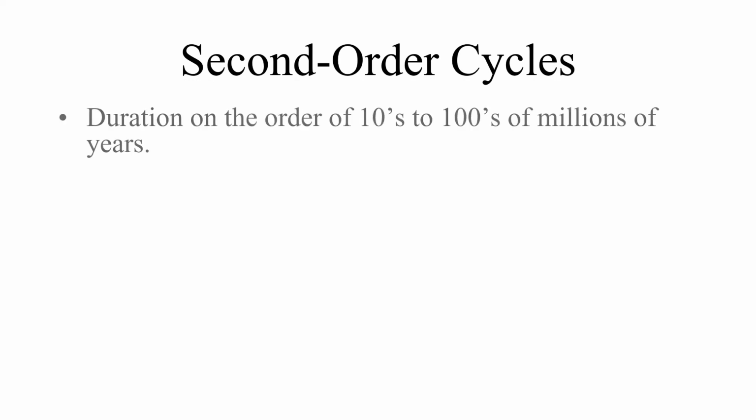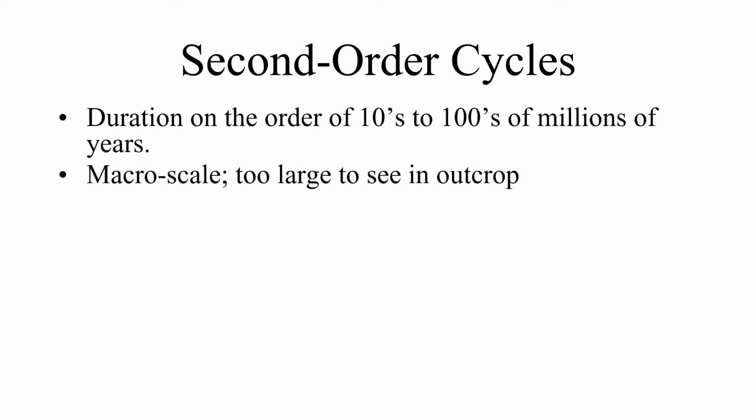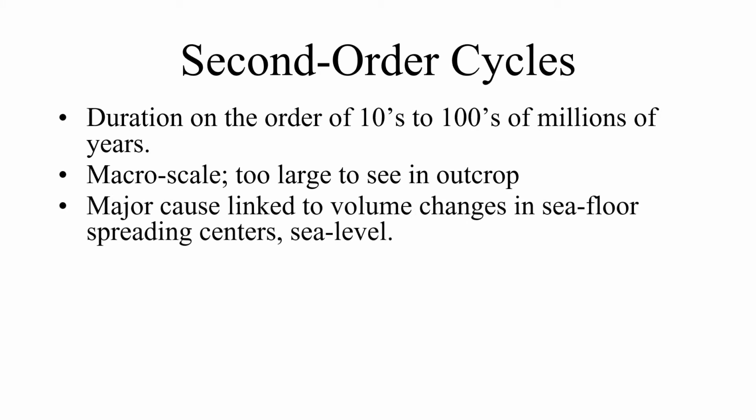Now, what about our second order cycles? These are going to be happening on a duration of tens to hundreds of millions of years. So they are still very large spans of time, but these are something we can trace a little bit easier than our first order cycles. They're still macro scale and usually too large to see in a single outcrop, though you can see them in probably one day's worth of driving around and looking at various outcrops.